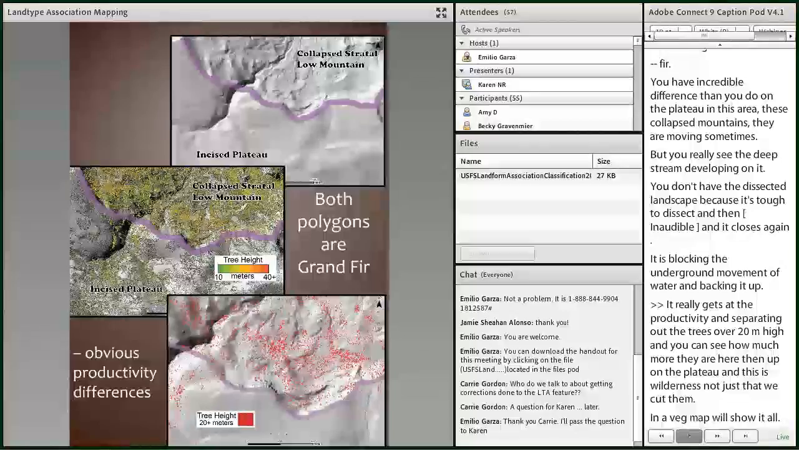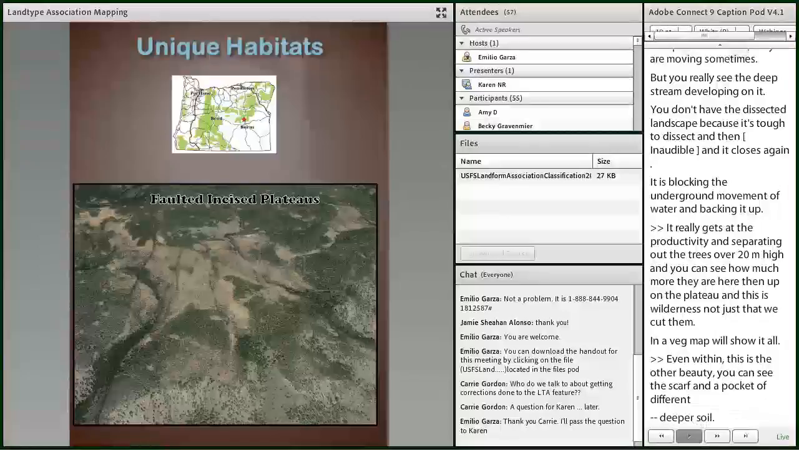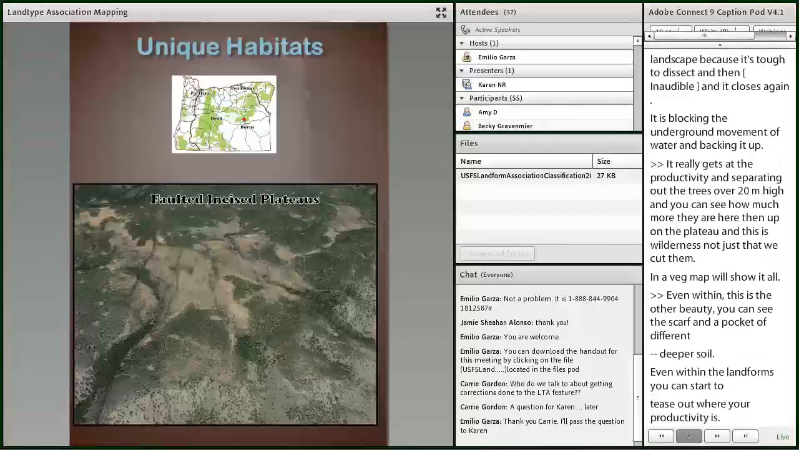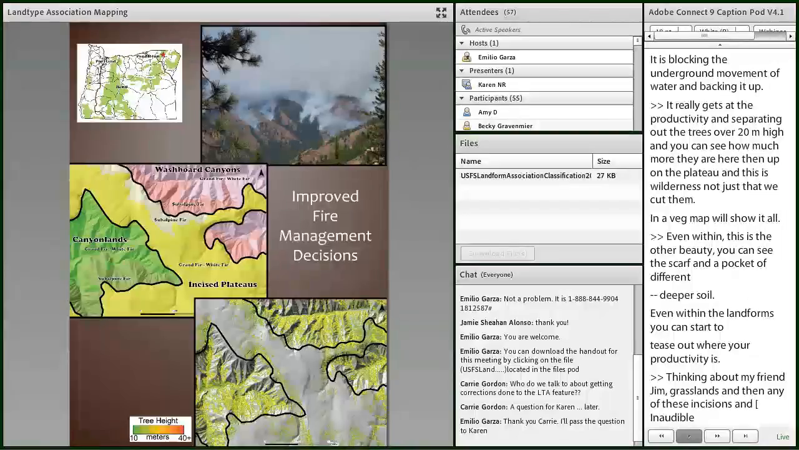So even within these landforms, you can start to tease out where your productivity is really enhanced. And just thinking about what my friend Jim on the Ochoco calls scab stringers. So grasslands and then any of these incisions in this faulted habitat, faulted terrain, that's where your trees are growing, because that's where your moisture is being stored. The faults are again disrupting the hydrology and storing moisture on those lands.